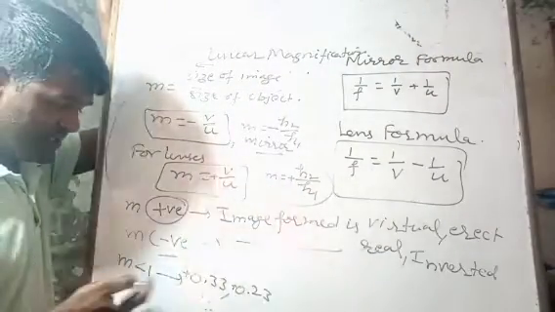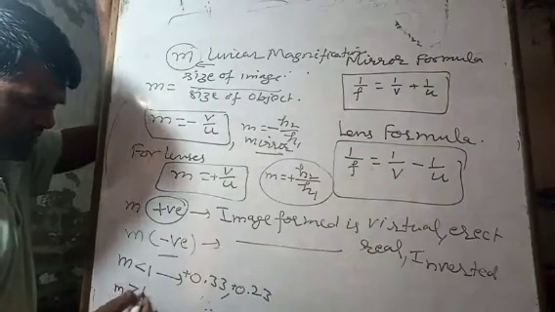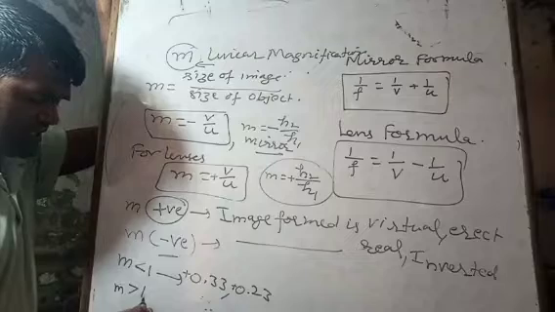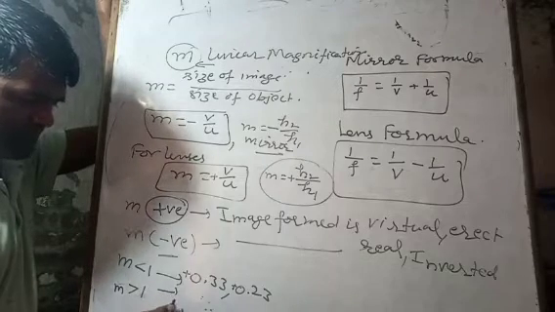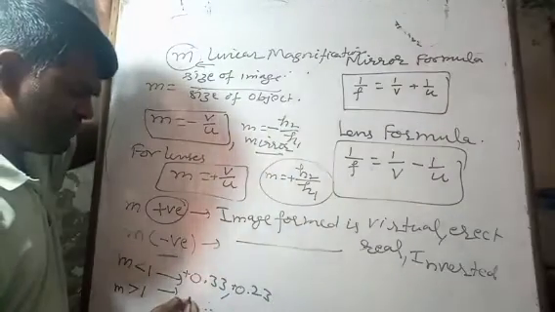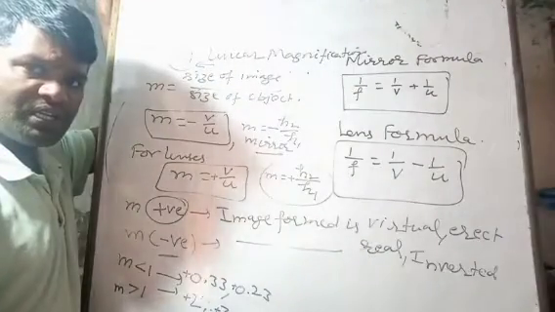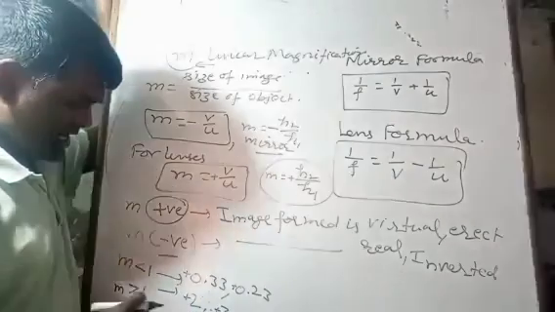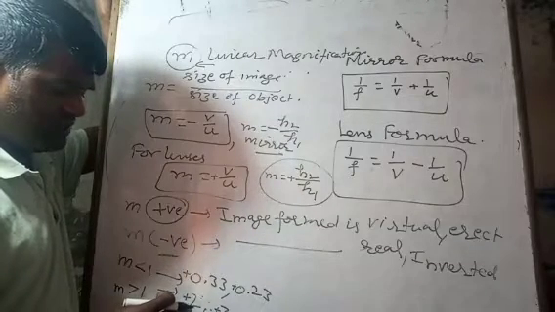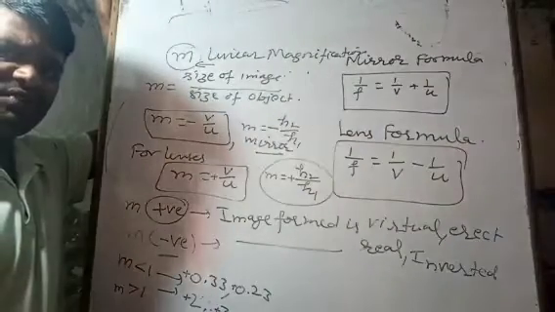Okay. Similarly, my dear student, for m greater than 1, meaning the magnitude of m is greater than 1, in simple words, if it is 2 or 3 and it is positive, we can guess that the size of the image will be enlarged and the image will be virtual once again.